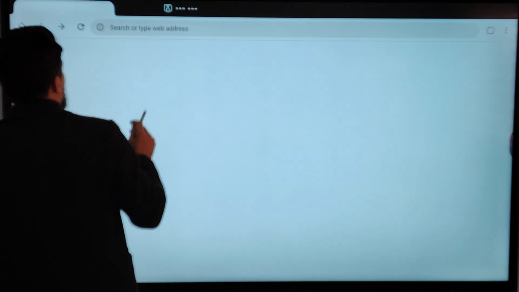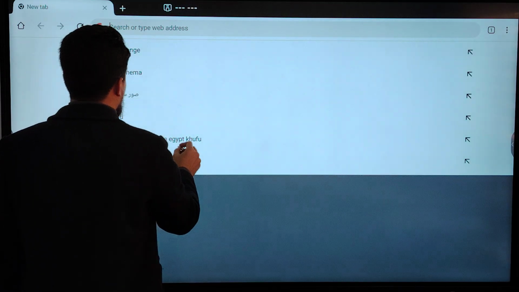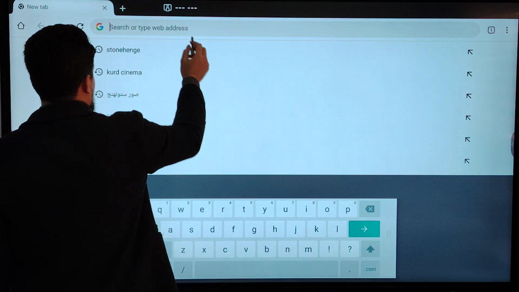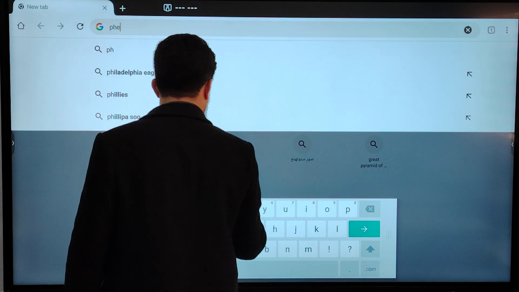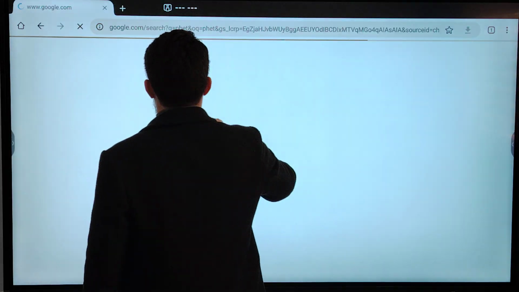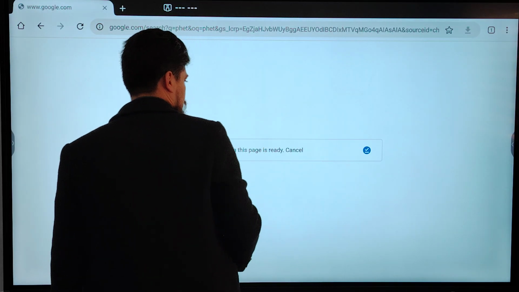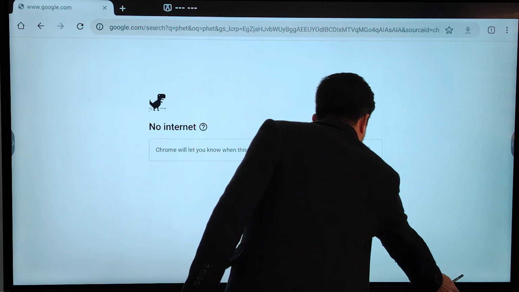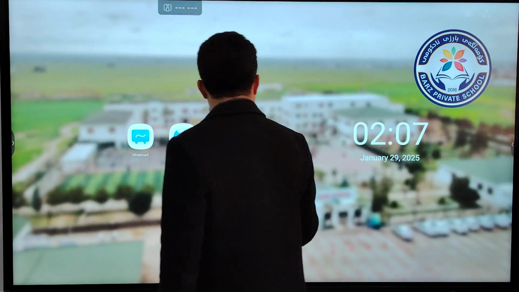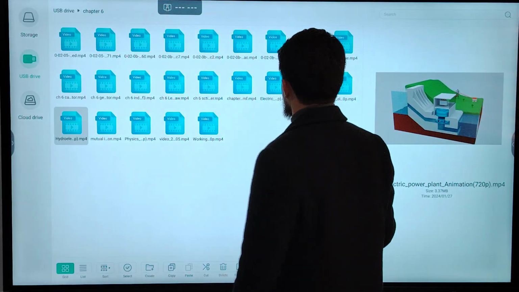And also now I'm going to show you a simulation about the generator. Good simulation. We don't have network, sorry. Okay, let's go back to our pamphlet.